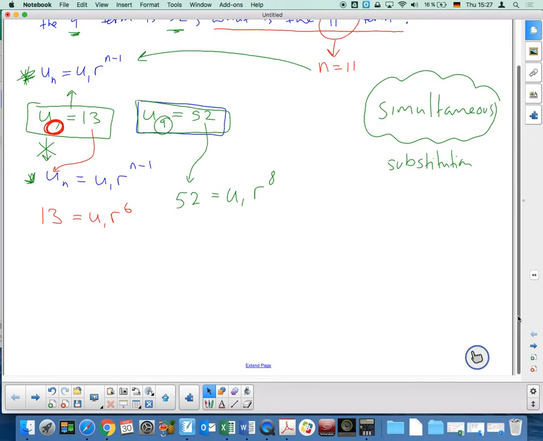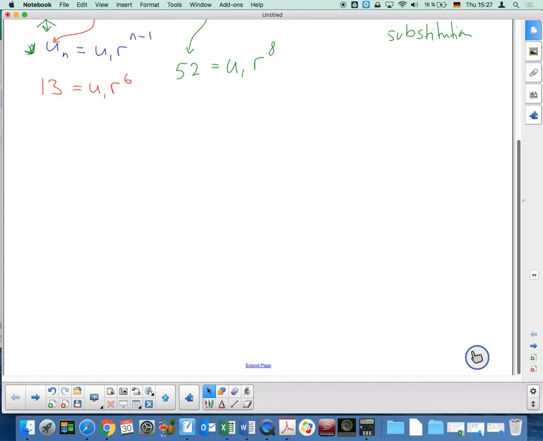So let's give ourselves a bit of space to work from. So, how do you solve these simultaneously? Well, the one to focus on is the easiest one. You can see you've got a U1 here and a U1 there. So I'm going to use U1 to use this substitution method. So what I do first of all is, I'm going to take this one here and I'm simply going to rearrange it to make U1 the subject of the formula.